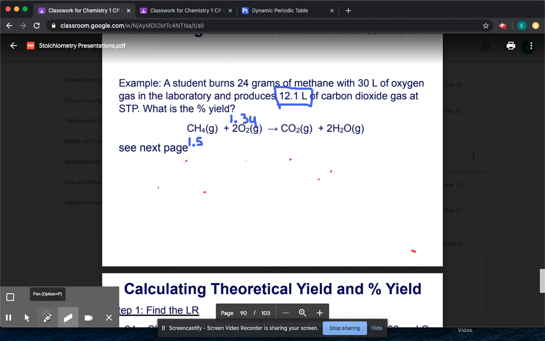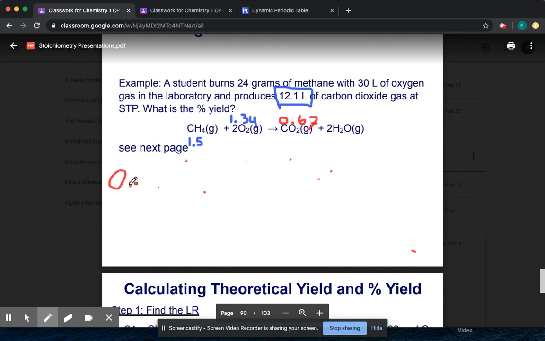Okay, 0.67. We are almost done. Now that we know how much carbon dioxide we're supposed to get, let's look at the problem again. It gives us carbon dioxide in volume. So in order for me to compare this, I need to convert this 0.67 moles into liters.